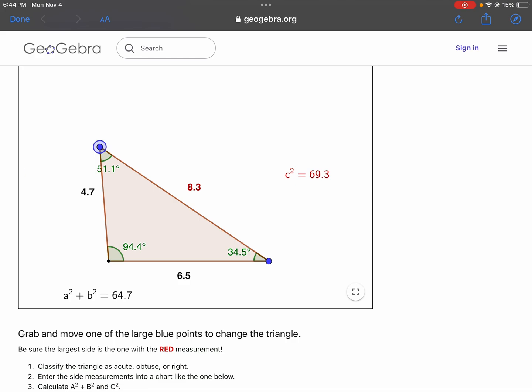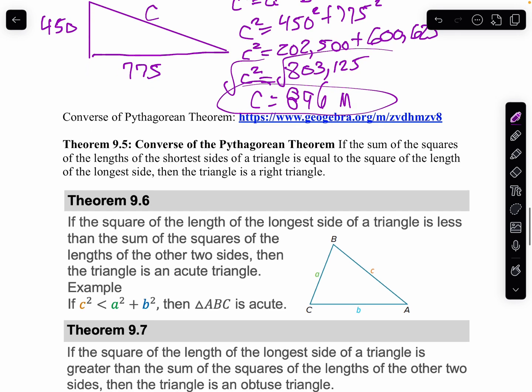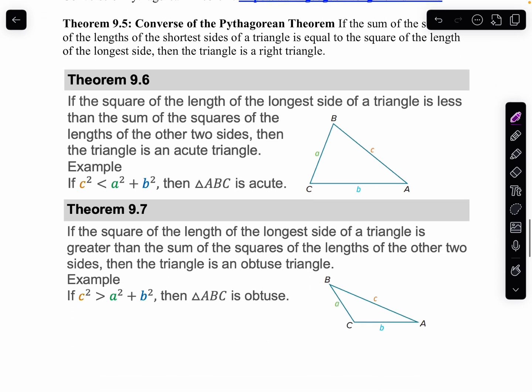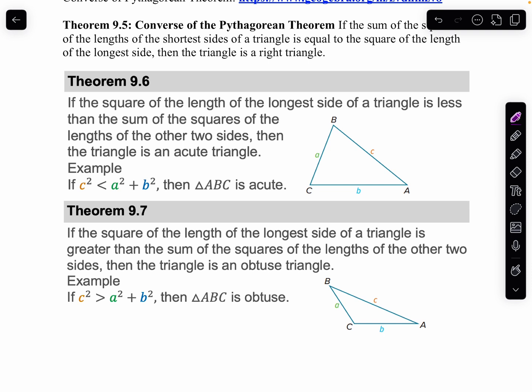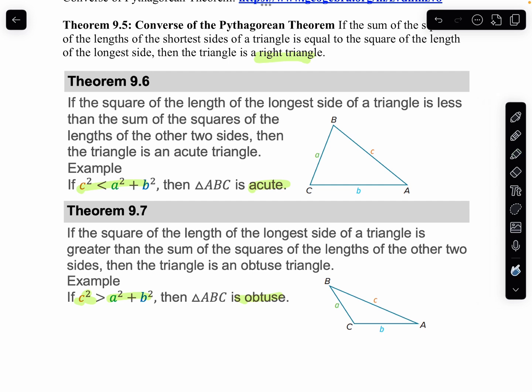And once again, though, you got to make sure it's a triangle first. Don't forget about that part. And so that's what your three converse theorems say. They're saying, hey, if c squared equals a squared plus b squared, if I don't know what kind of triangle it is, well, that would make it a right triangle. Now, if c squared is less than a squared plus b squared, it's going to be acute. And if c squared is greater than a squared plus b squared, it's going to be obtuse. When I say c squared, I'm saying the longest side squared, because we don't know what kind of triangle it is until we do it.